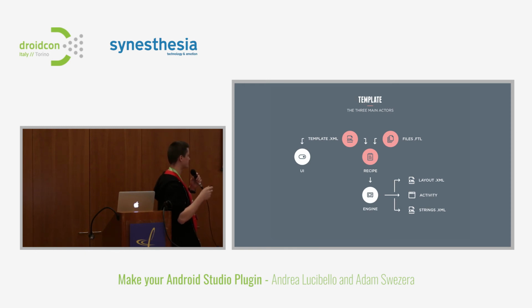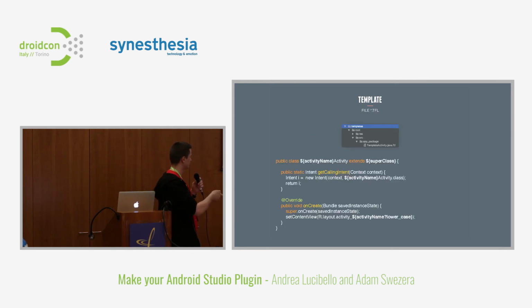And we have a recipe that tells the engine what to do with FTL files. We will see an example of processing an FTL file in the next slide. And in the end, we get an output that, in this case, consists of a layout XML file, an activity that is a Java file, and a strings XML that is merged into the main strings XML file in your project. So let's see one of these in detail.